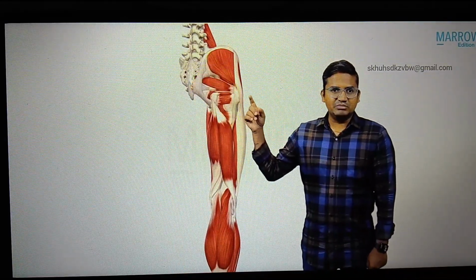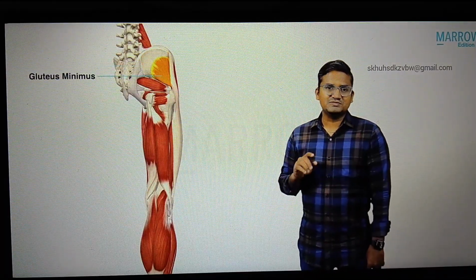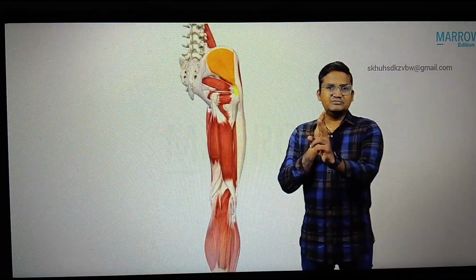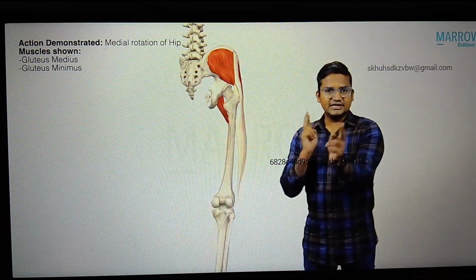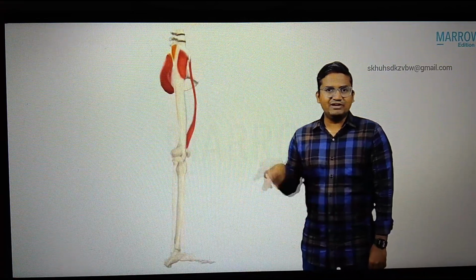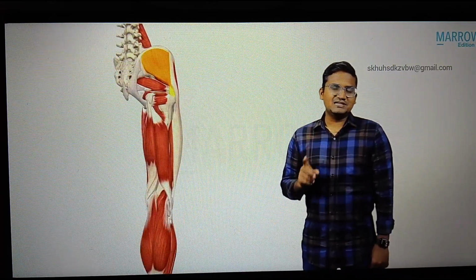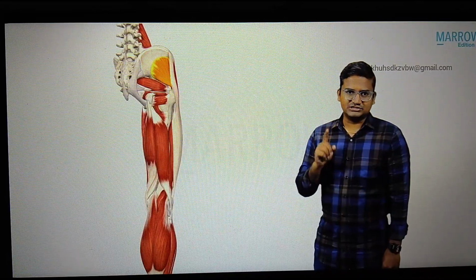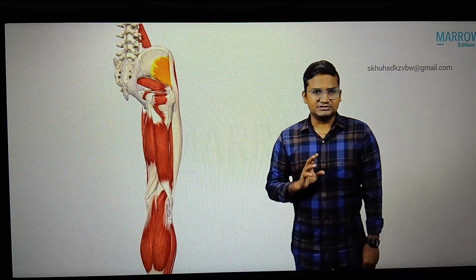Now we are seeing the gluteus medius muscle. And if you remove the medius muscle, then you can see the minimus muscle. See the action? Now the hip joint is turning on the medial side. And there's also another movement: the hip is moving away from the body. It is called abduction. So the gluteus medius and minimus muscles do two actions. Number one, medial rotation, and number two, abduction.